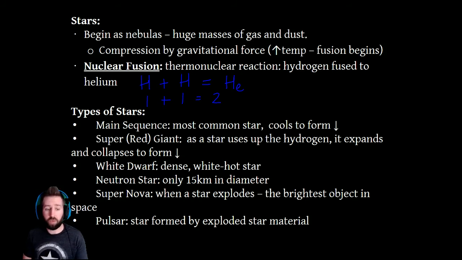Then you've got the white dwarf, which is left over from the red giant. You've got the neutron star, which we talked about. You get that after a supernova. There's notes on the supernova: when the star explodes, it lets out its guts.